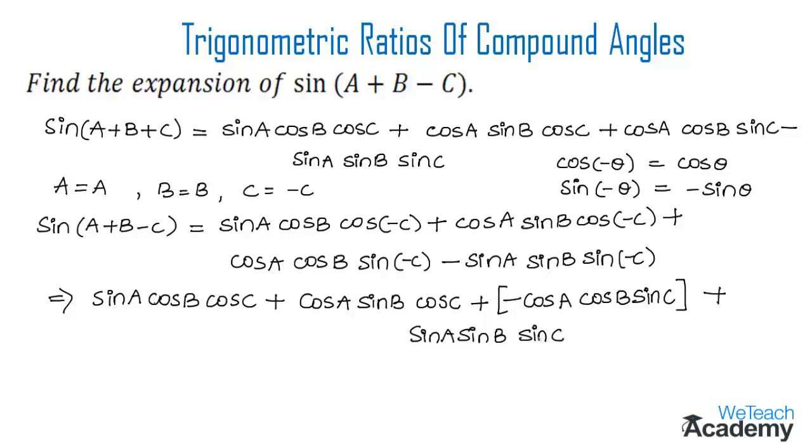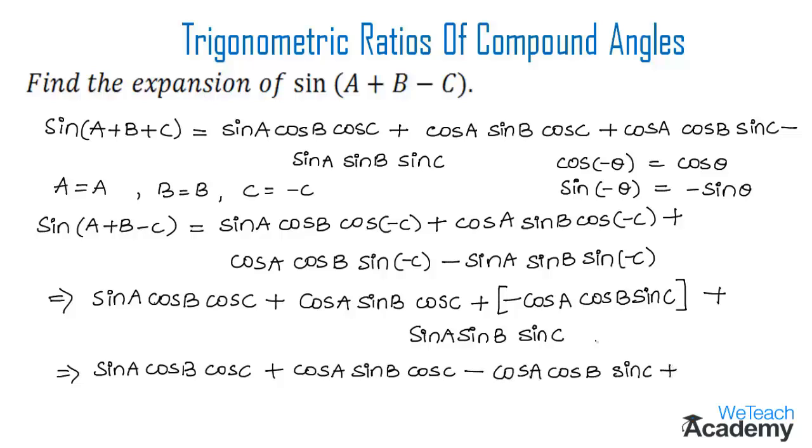Now let us write the formula of sin(A + B - C), which will be equal to sin A cos B cos C plus cos A sin B cos C minus cos A cos B sin C plus sin A sin B sin C. Make a note of the formula, that is, sin(A + B + C) will be equal to sin A cos B cos C plus cos A sin B cos C plus cos A cos B sin C minus sin A sin B sin C. By using this formula, we found the expansion of sin(A + B - C).